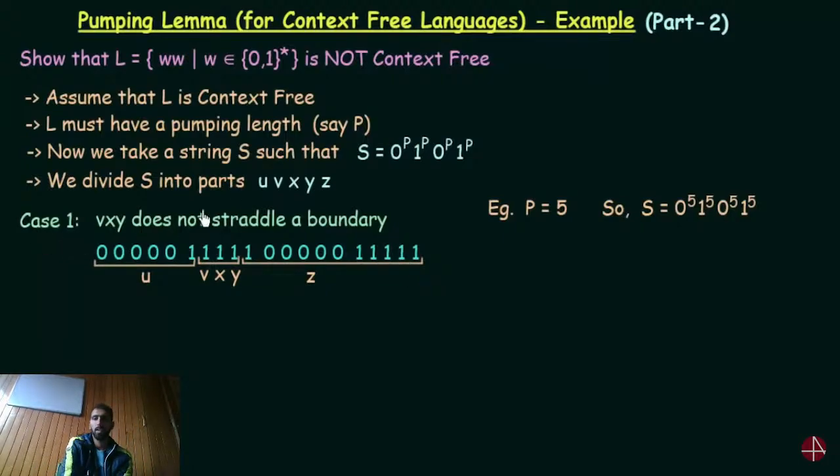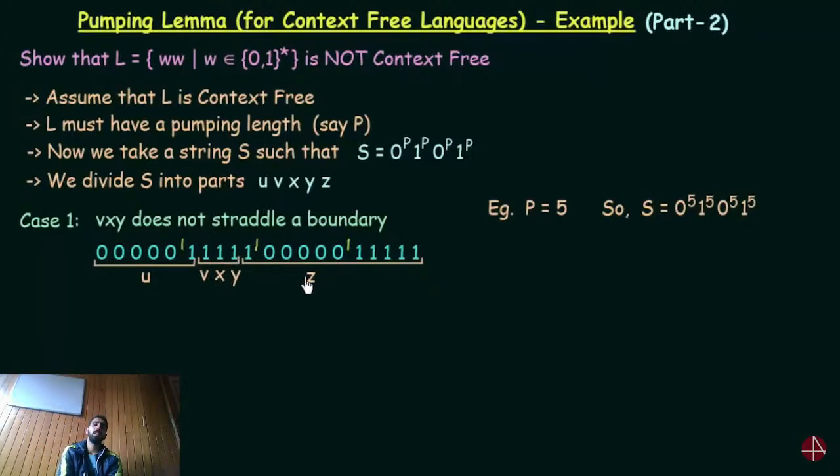Case number 1 says that when you divide it into parts U, V, X, Y, and Z, the part VXY does not straddle a boundary. Now what do you mean by straddle? Straddle means that it does not lie on either sides of a boundary, but it just lies in one part. Now let's see what are the boundaries that we have here. So here 0, this is one boundary, and the 1 ends here, this is another boundary, and this is another boundary. First boundary, second boundary, third boundary. Now the part VXY, it just lies in one part. It does not cross this boundary, nor does it cross this boundary. It just lies in one part. That is what I mean by VXY does not straddle a boundary.